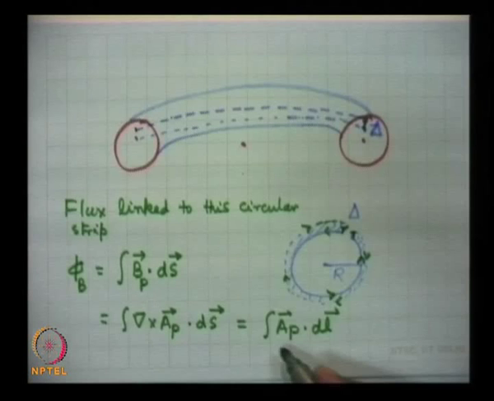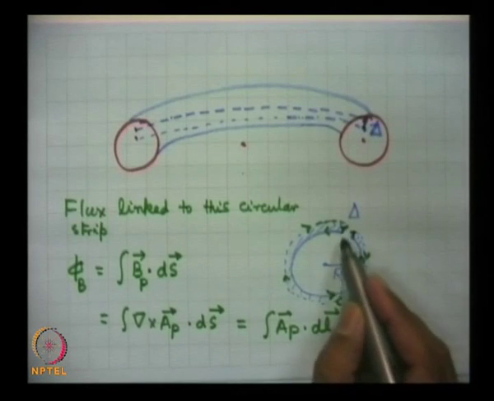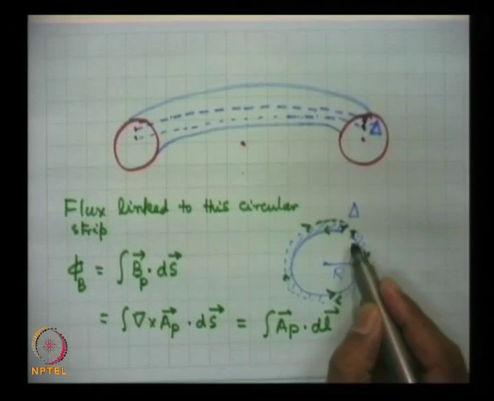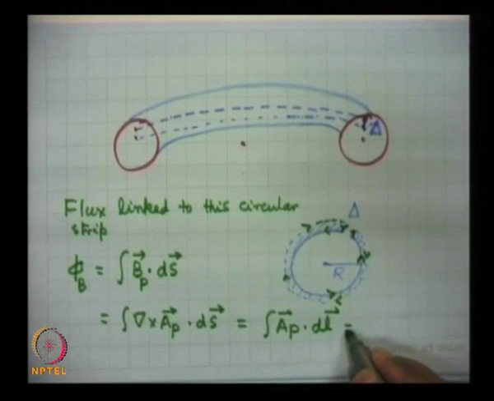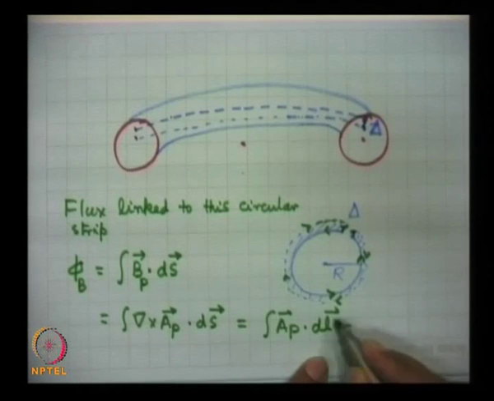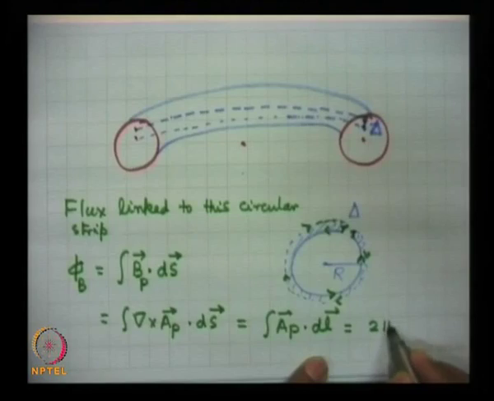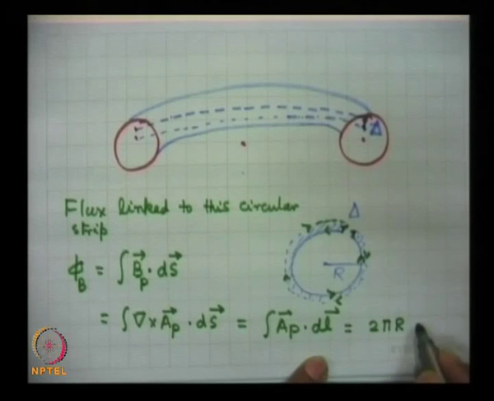So the basic contribution to this integral comes from this long curved path and this turns out to be equal to the total length, which is 2 pi r, into the change in AP.